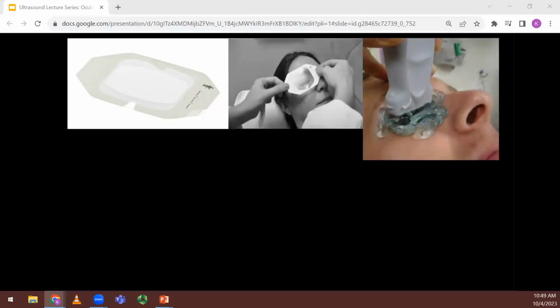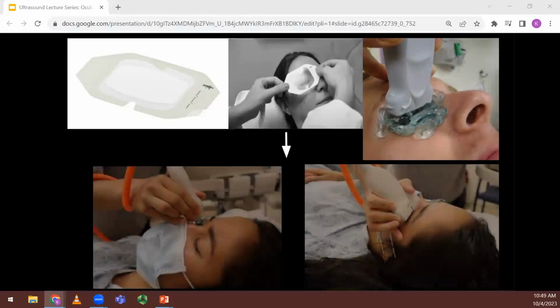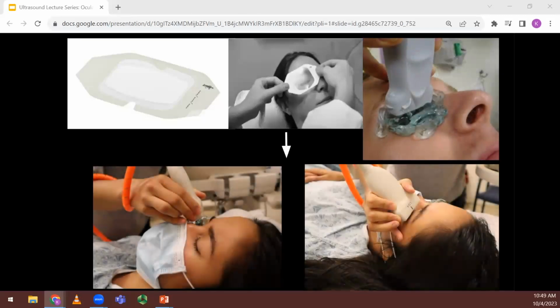Use a lot of gel, honestly. The more gel you use, the less pressure you need to apply to the eye, and it's going to be more comfortable to the patient. Next, you're going to use your linear probe to do this ultrasound.